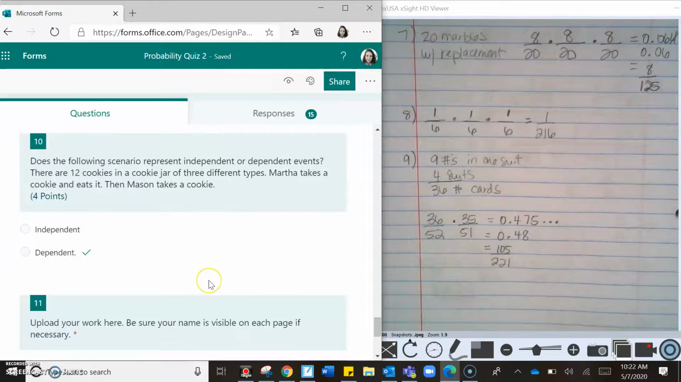Let's look at these questions here. Do the 2 scenarios represent an independent or dependent event? There are 12 cookies in a jar of 3 different types. Martha takes a cookie and eats it. Then Mason takes a cookie. So if you're Martha, you have 12 cookies to choose from and you eat one. Well, if I've eaten one, I've reduced the jar for Mason. So whatever Mason gets to eat depends on what I've already eaten. So this is a dependent event. The number of cookies or the type of cookies he has left to choose from depends on what I've already eaten.